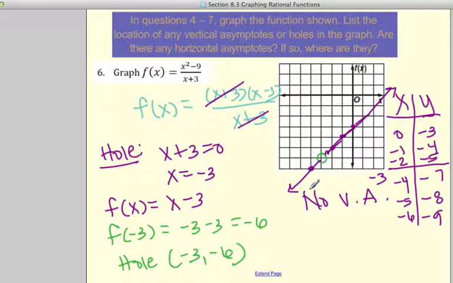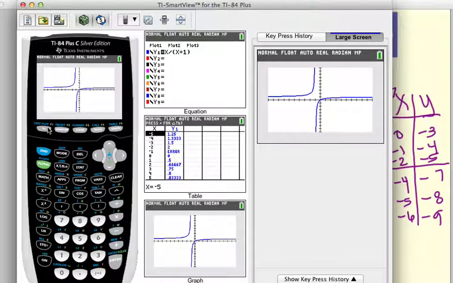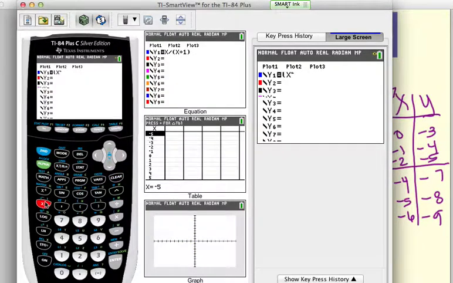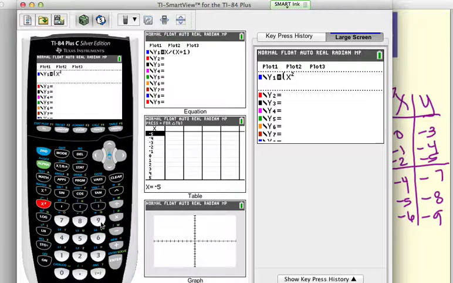Okay. And then once again, I want to check to make sure I did this correctly. So I'm going to graph it on my graphing calculator. So I go to my y equals, clear it out. And now this one, since there's a binomial in my numerator, I need to put in parentheses. So I would have x squared minus 9 divided by, and then parentheses, x plus 3.